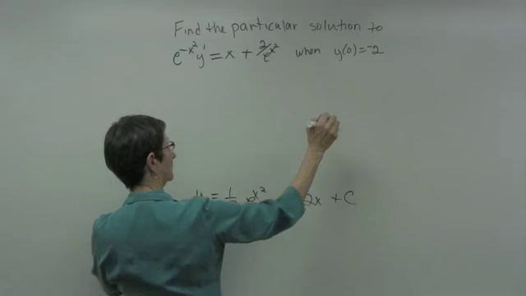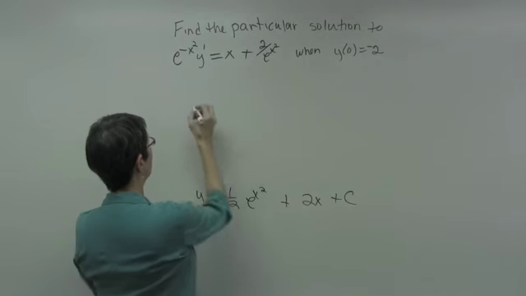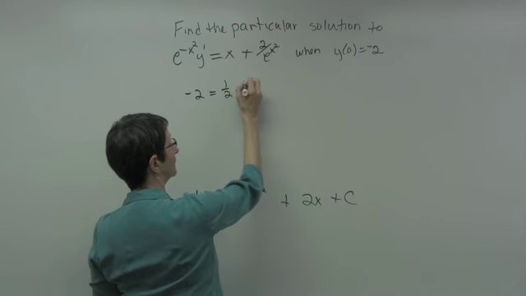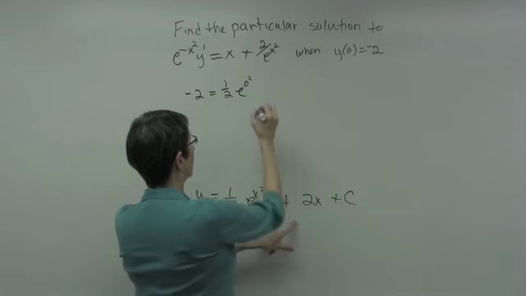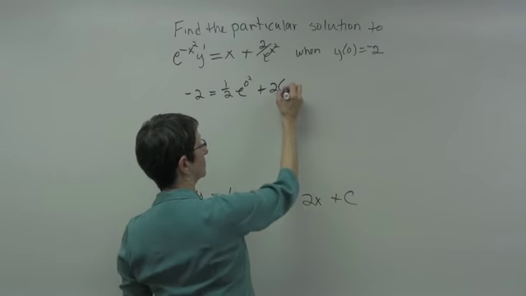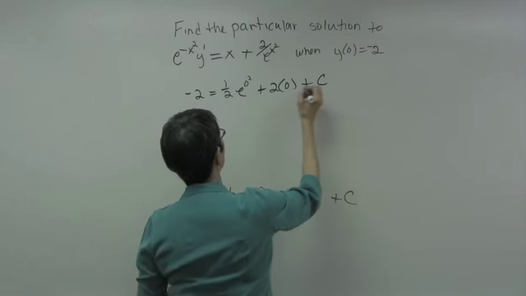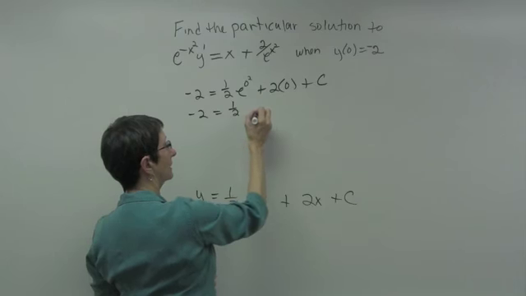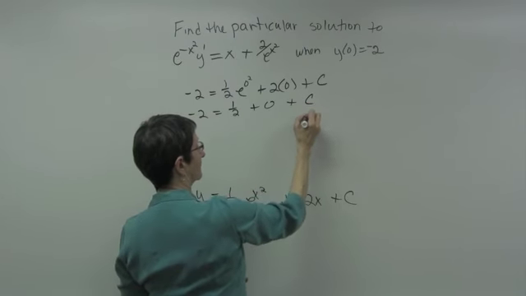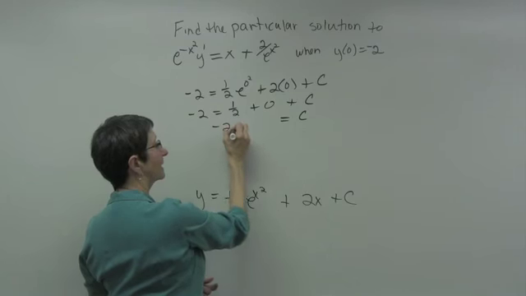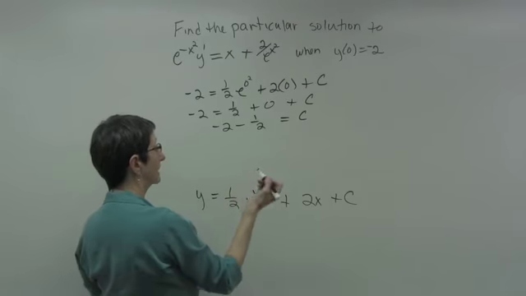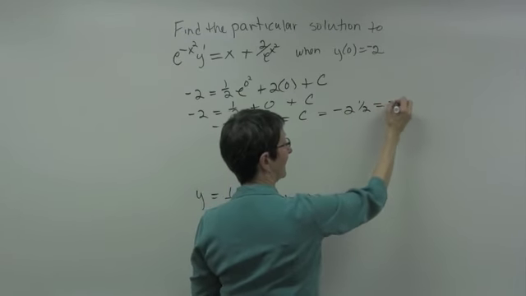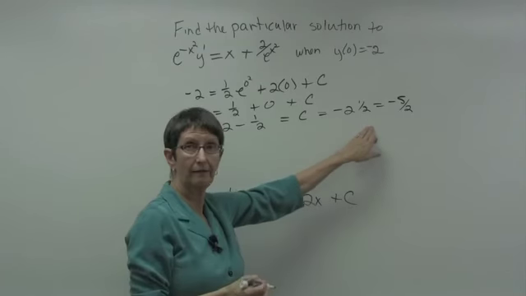So if y is -2, -2 is equal to 1/2 e to the x squared, x is 0, 0 squared is 0, plus 2 times x, which is 0, plus c. So let me simplify this before I find c. 1/2 times e to the 0 is 1/2, plus 0, plus c tells me that c is equal to -2 minus 1/2. -2 minus 1/2 is -2.5, which is -5/2, or just -2.5.